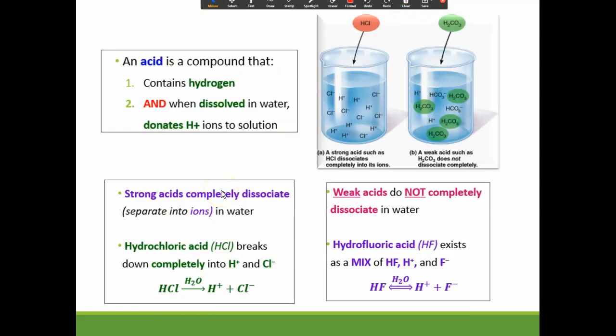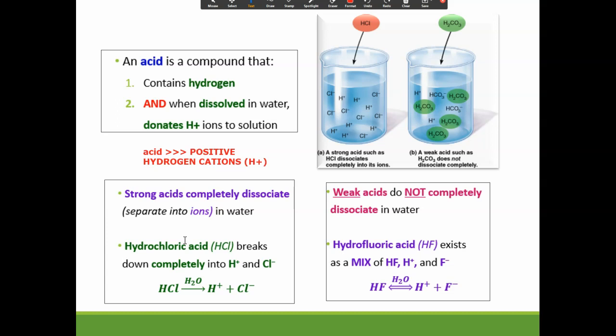Okay, so now we're going to go ahead and talk about our most recent unit, which was acids and bases. So remember that an acid is a compound that contains hydrogen, and when it is dissolved in water, those hydrogens get donated into solution as positive hydrogen ions or cations. Okay, so anytime we have an acid, that means positive hydrogen cations or H pluses.